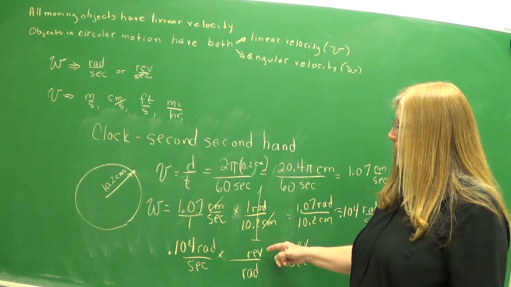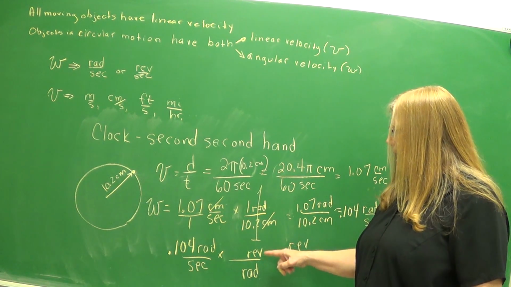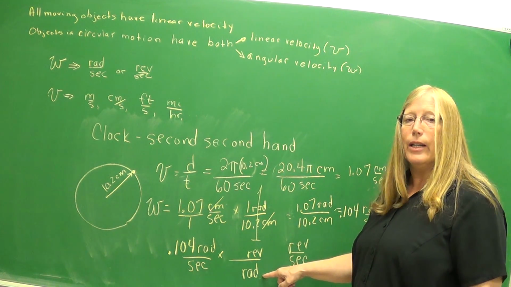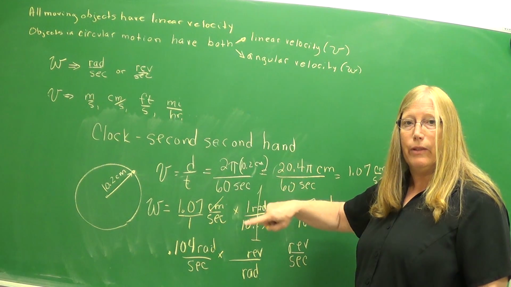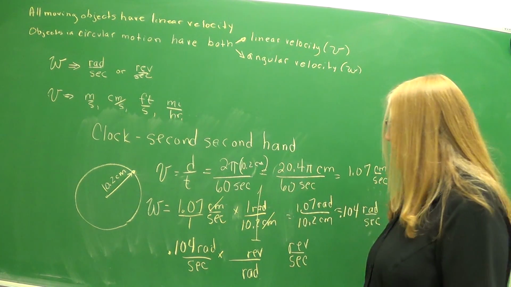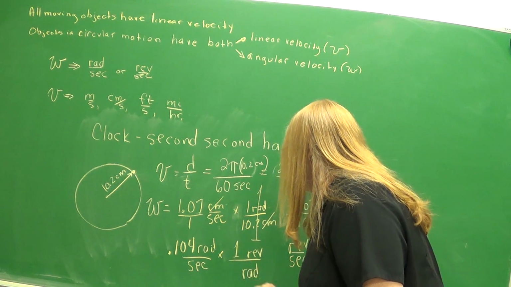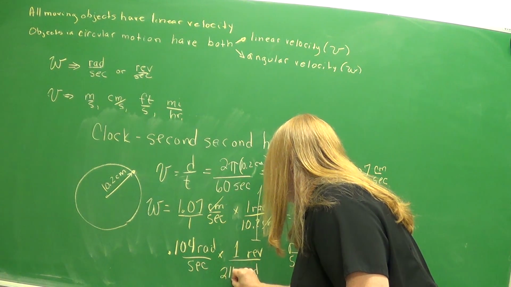So how do I make it equal to 1? Well, how many radians are in one revolution? One revolution is one path around the circle, and that is 2 pi radians.